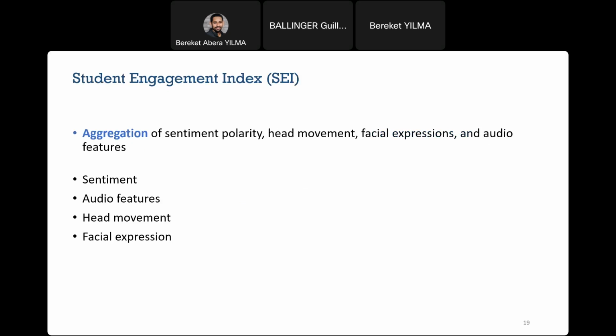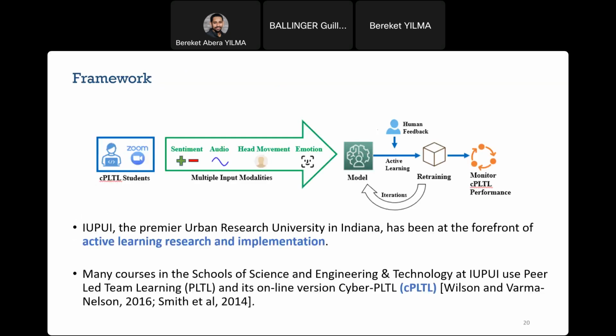So then I want to go into a little bit of math. We decided to use what's called a student engagement index. This is something that my project deals with. So I'm looking at an aggregation of sentiment polarity from those text transcripts. I also look at audio features, facial movements, facial expressions, and head movements, and try and derive a multimodal fusion into that AI model. And finally, this is the framework that I'm interested in. This is what we built in that model.